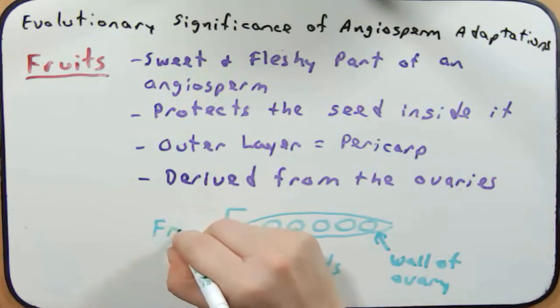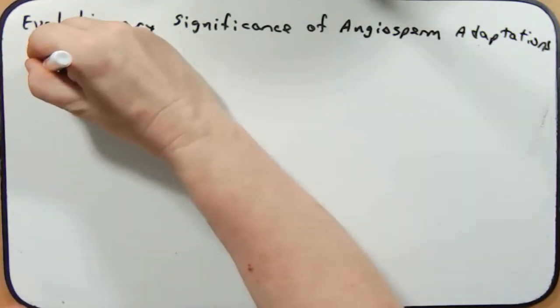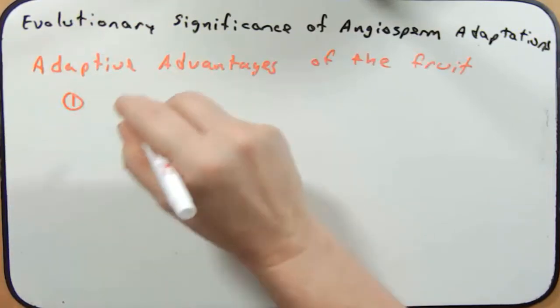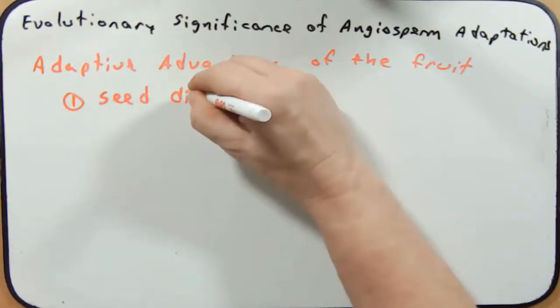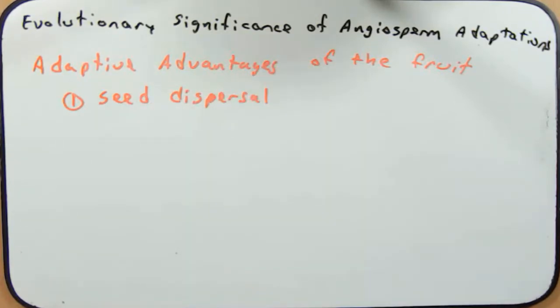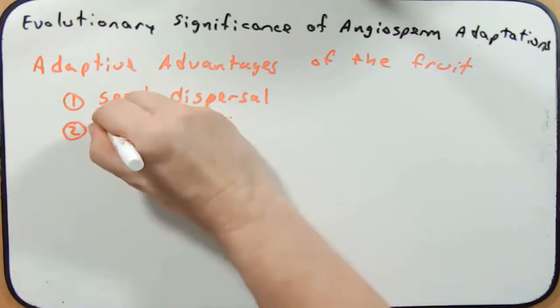Okay, so what are some adaptive advantages of the fruit? One of the most important advantages is that it helps in seed dispersal. We talked about this in the last video podcast when we introduced the concept of a seed, but in angiosperms, where they have this nice tasty fruit that animals might eat, they'll eat and digest the fleshy part of the fruit, but the seed part of it is not digestible. So then that seed is distributed in that animal's feces. And the fruit also helps protect the seed.